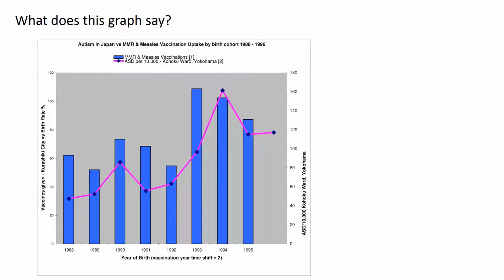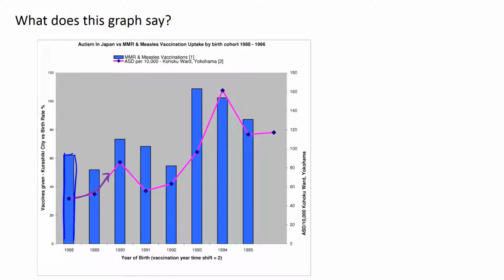Here's another graph that's showing the rates of autism in Japan. That's the pink line. Compared to the number of measles, mumps, and rubella vaccines, and measles vaccines, which is the blue bars. And the reason I wanted to show you this graph is because this has been in the news quite a bit in the last few years, maybe a little less so now these days, but it used to be thought that there was a link between the number of vaccines kids were receiving and autism cases.